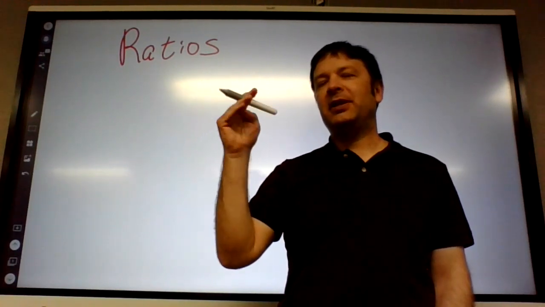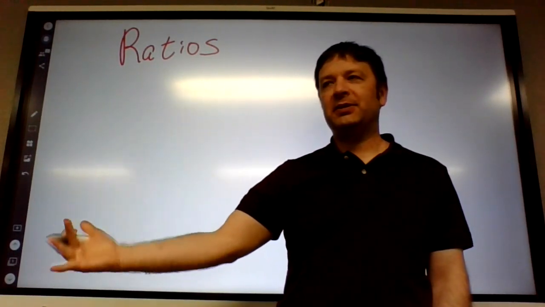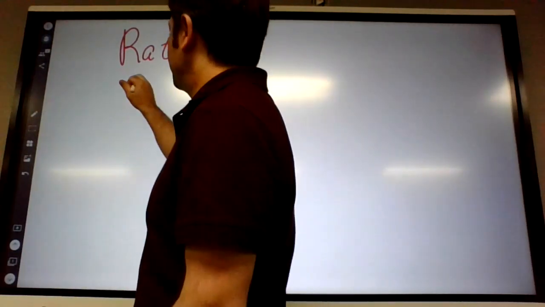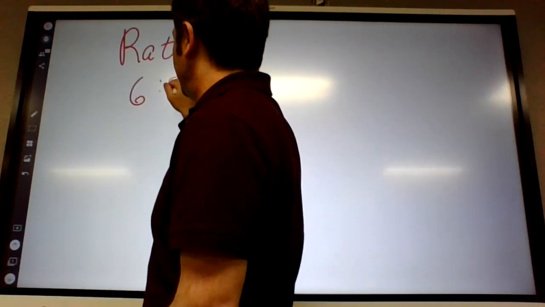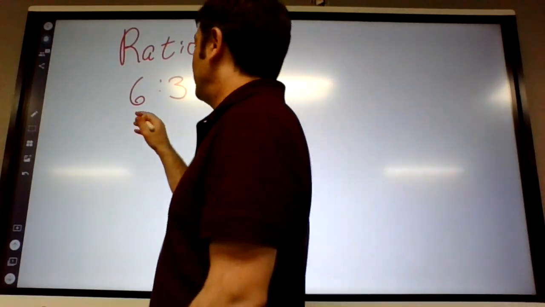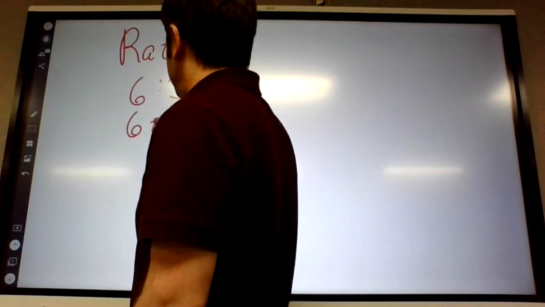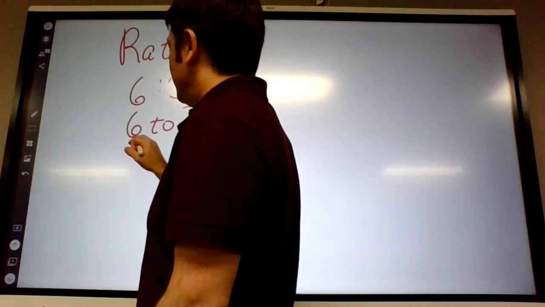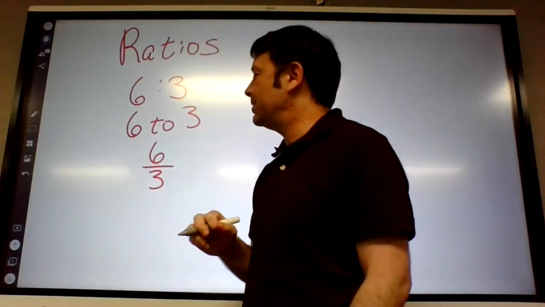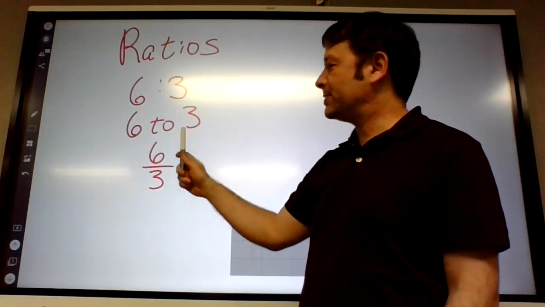Okay, you're thinking of a fraction. 5 out of 8 is a fraction. There's 6 boys and 3 girls. So the ratio of boys to girls, you guys remember how to write ratios? You can use the colon, you can use the word "to", or you can say a fraction, 6 over 3. 6 to 3.